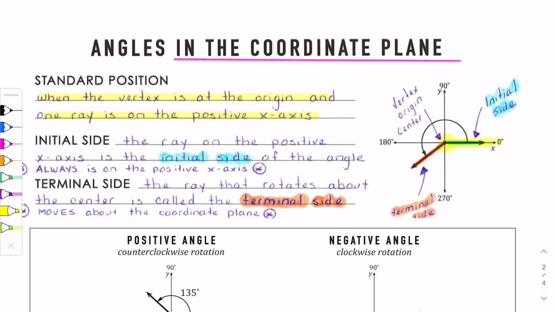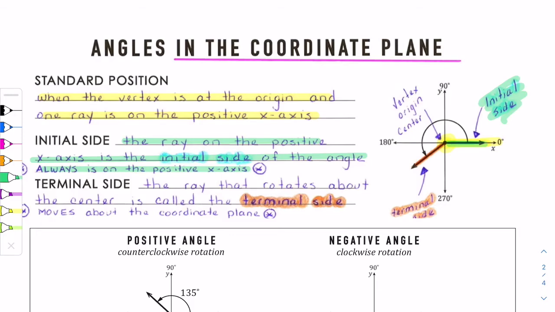So going from that side that's on the positive x-axis is called the initial side. It's the ray on the positive x-axis, and it's always on the positive x-axis. It never moves. So here's your initial side. It is the side I already highlighted. If your angle is in standard position, that initial side is always there.